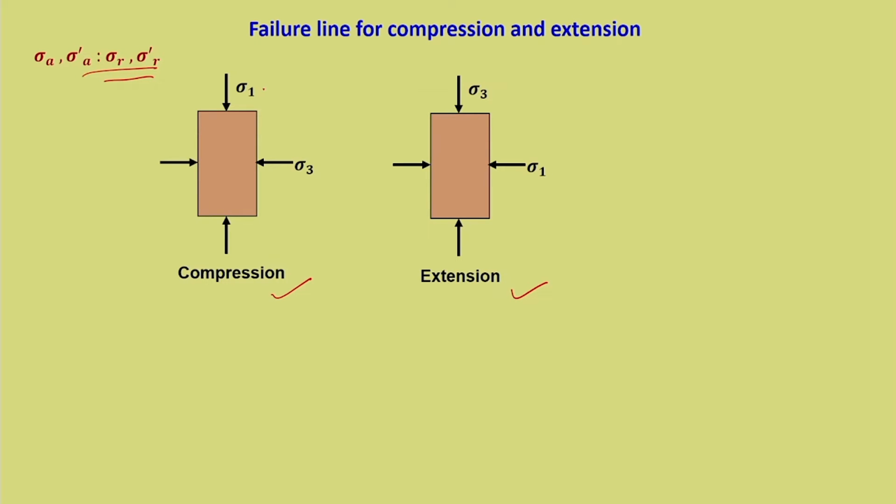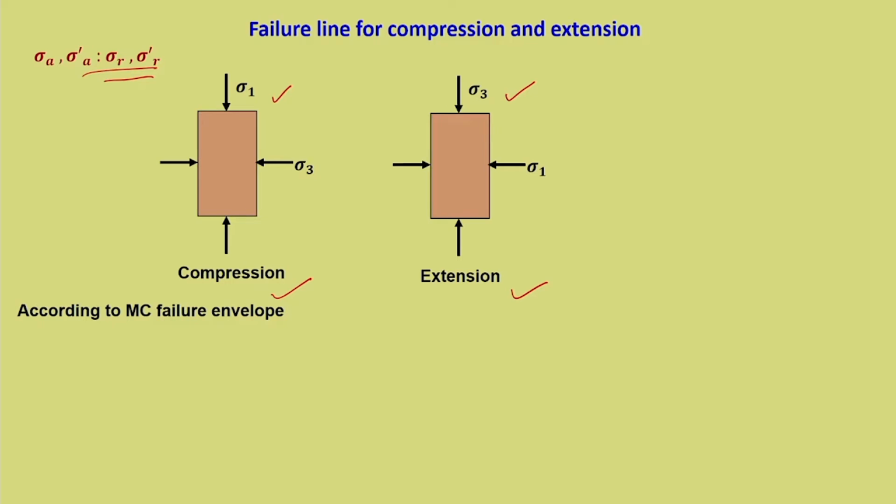You can see that the axial stress in this case and in that case is changing. So, depending upon whether it is compression or extension, sigma A dash will change and sigma R dash will change. According to the Mohr-Coulomb failure envelope, which is the only failure criterion we know, that is, Coulomb's envelope and its modified version, we know how the soil will fail.